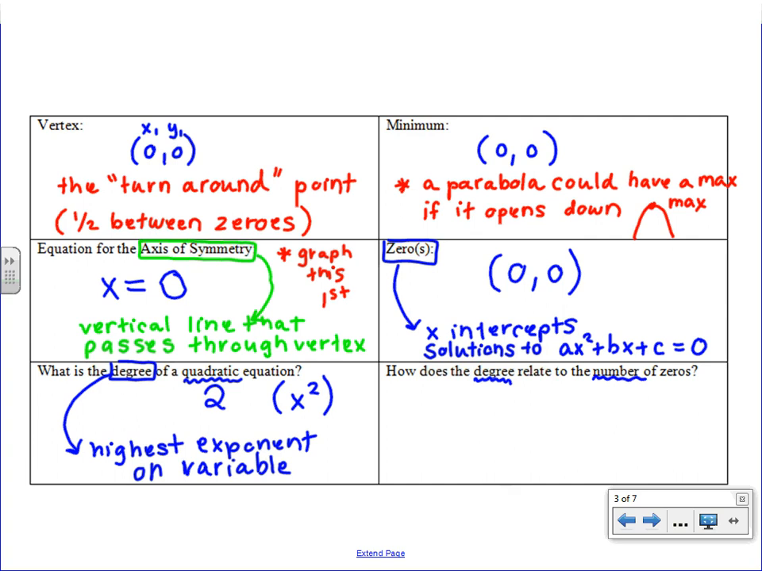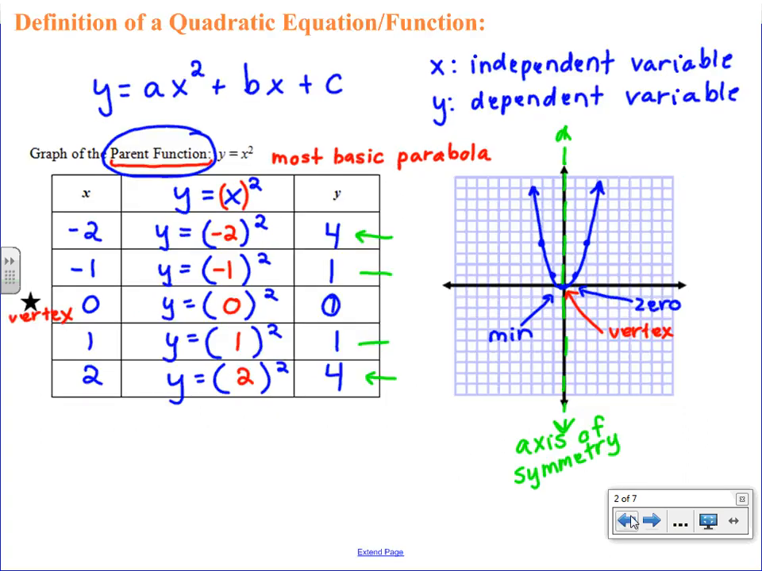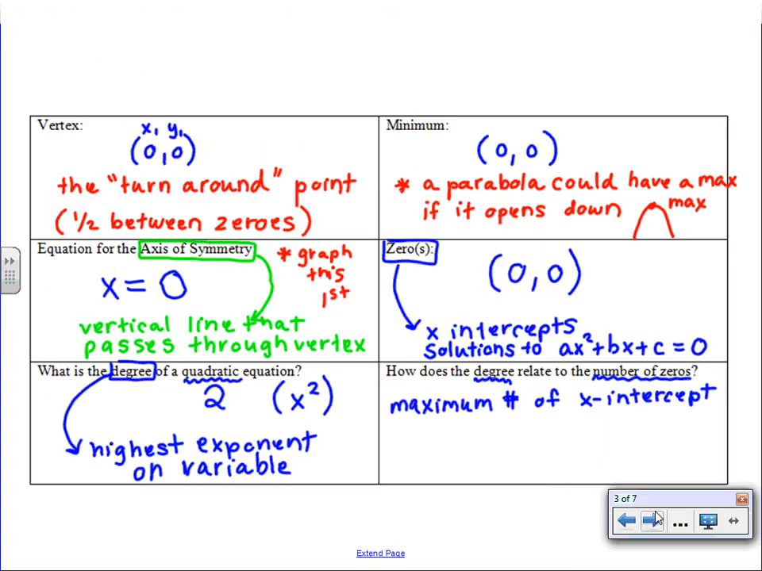Now, sometimes we talk about how the degree relates to the number of zeros or the number of x-intercepts. The degree is the maximum number of x-intercepts. So a quadratic equation with a degree of 2 can have at most 2 intercepts. Now you'll look at our parent function and it only has 1 intercept. So that is another possibility. But then it is also a possibility to have no intercepts.